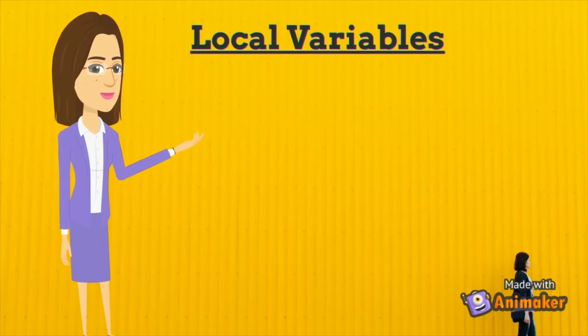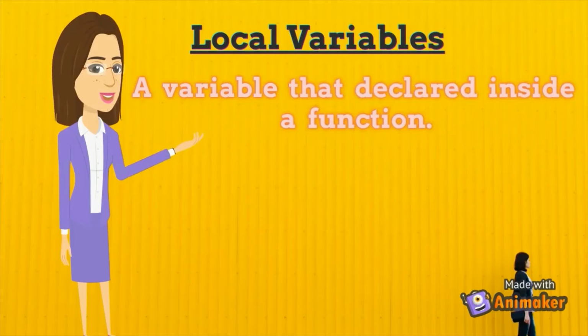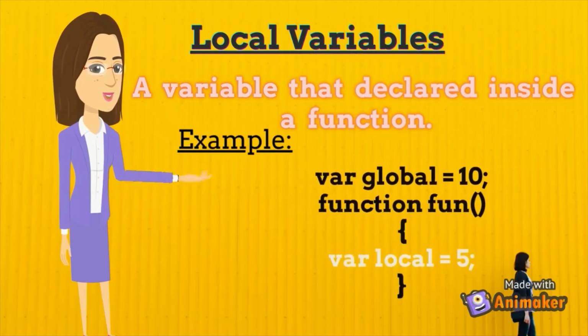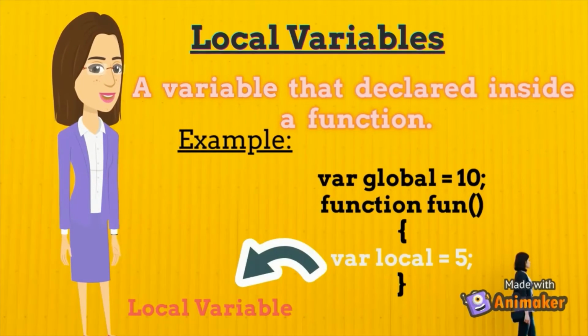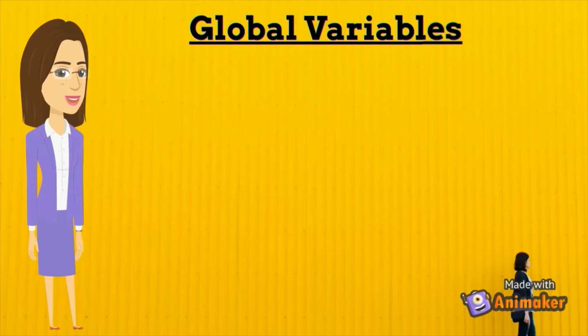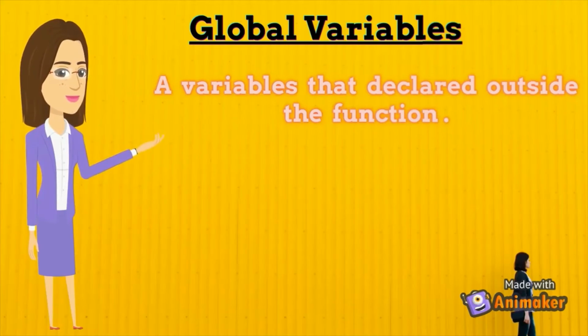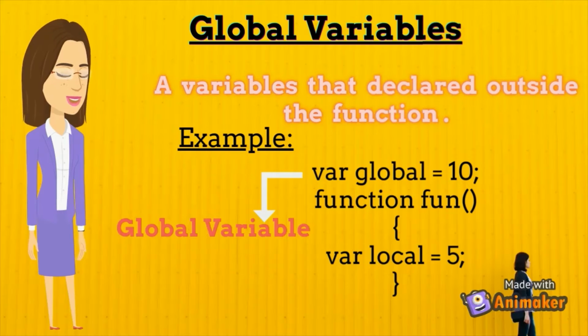Local variables are variables that are declared inside a function of a computer program. In this example, var local equal to 5 is declared inside a function or block of a computer program. Next we have global variables, which are declared outside the function of a program. In this example we can see var global equal to 10, that is declared outside of the function.